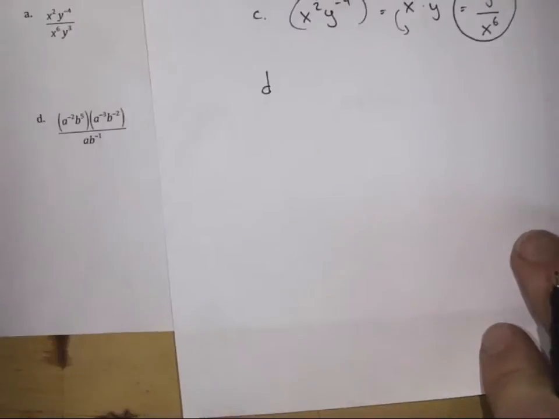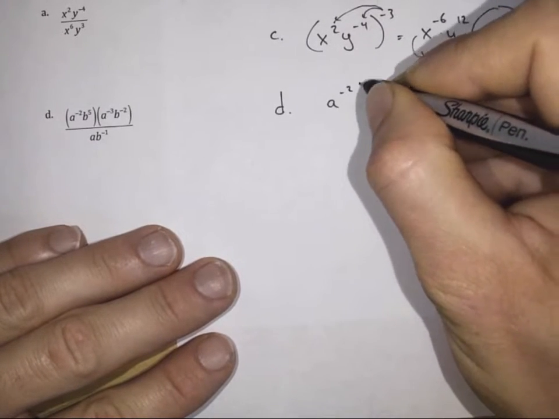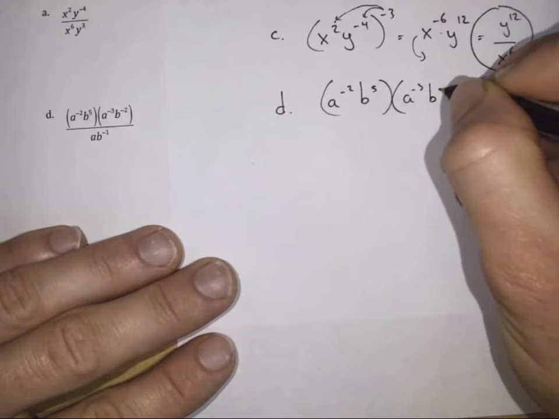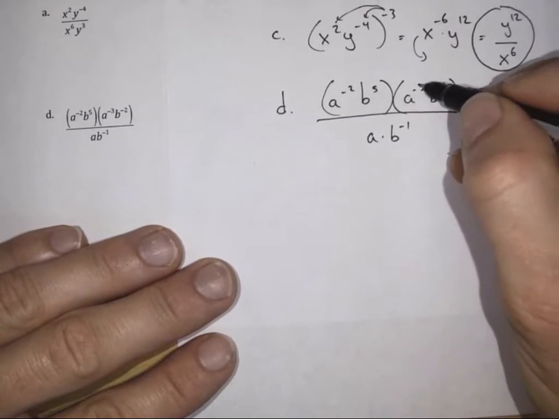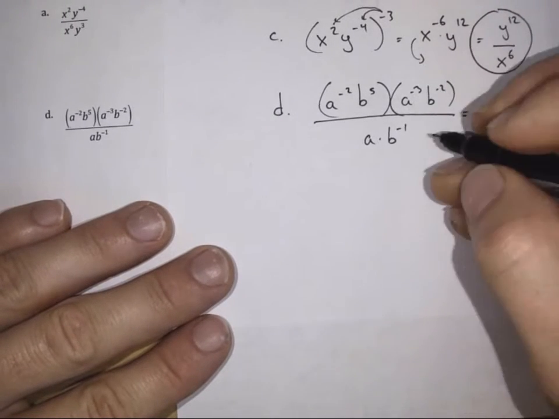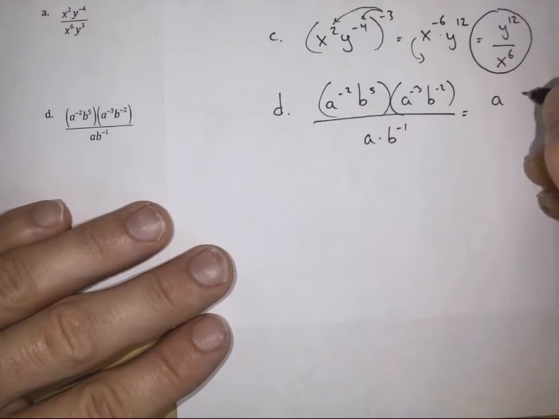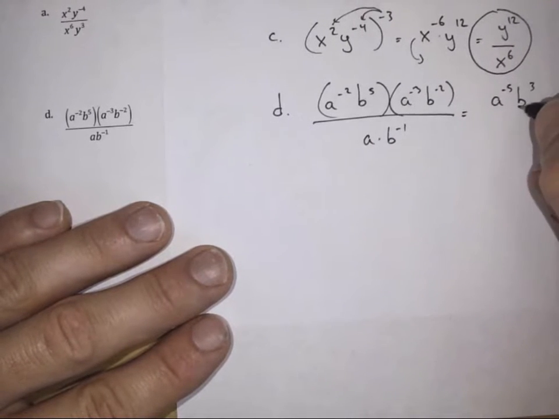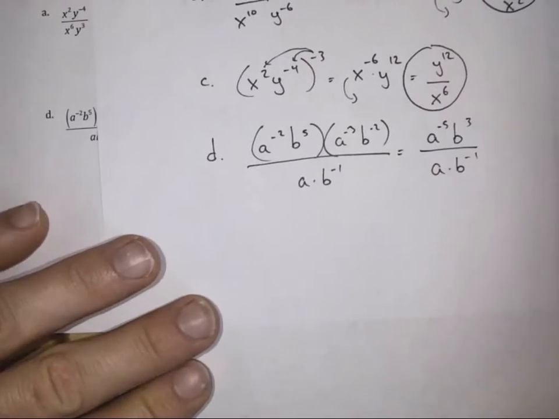Question D asks us to look at a hairier thing. A raised to a negative 2, b to the 5, a to the negative 3 times b to the negative 2. That's all over a times b raised to a negative 1. So again, we should treat the top of the fraction as like a bracket step. We'll do everything on the top of the fraction or bottom of the fraction first. So I can see some terms here that can be combined. We've got a raised to a negative 5, and b, 5 plus negative 2 gives us cubed, and a times b raised to a negative 1. Now we have a simple division here.